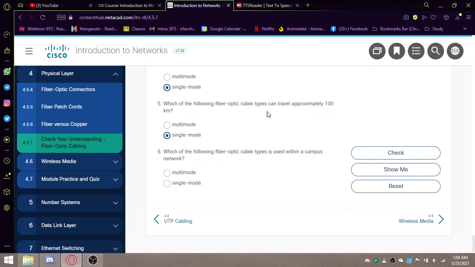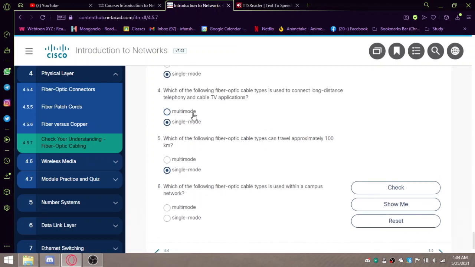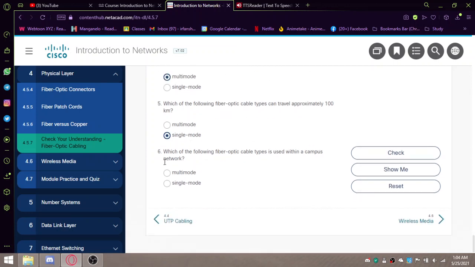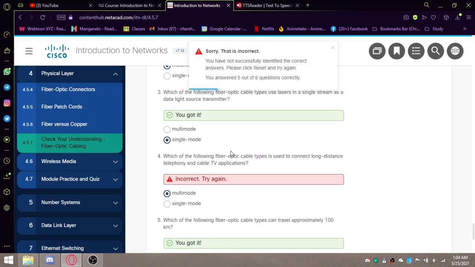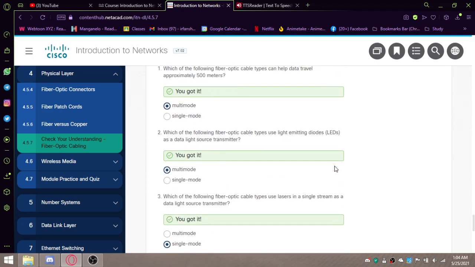100 kilometers. Timur. Which of the following fiber optic cable types is used within campus? Sama timur. Oh, okay, betul lah aku buat tadi.